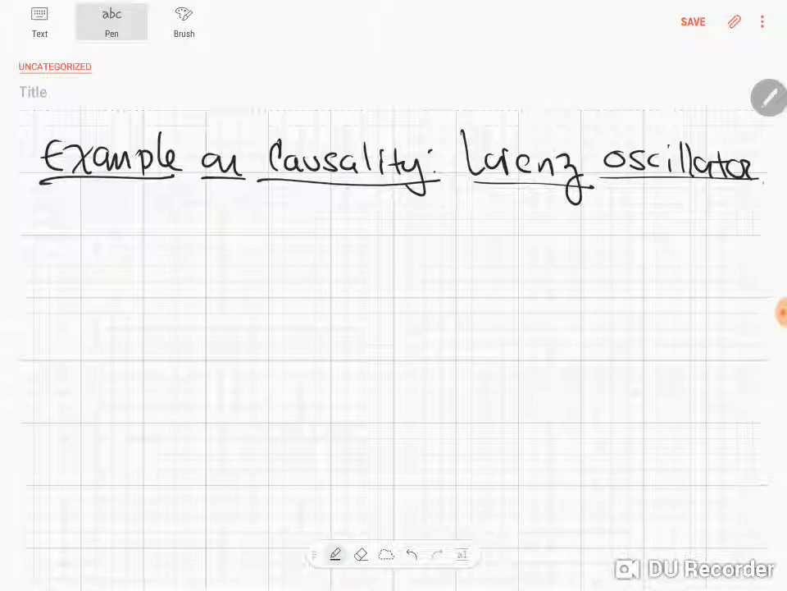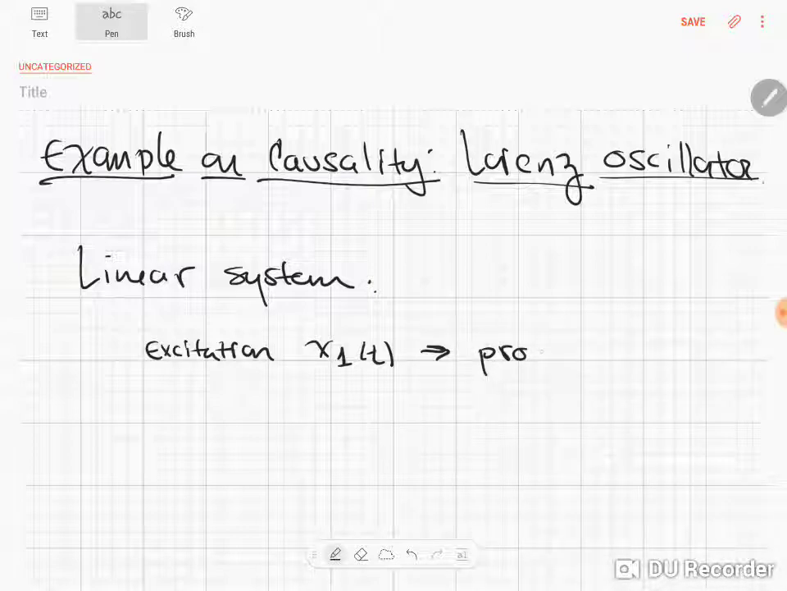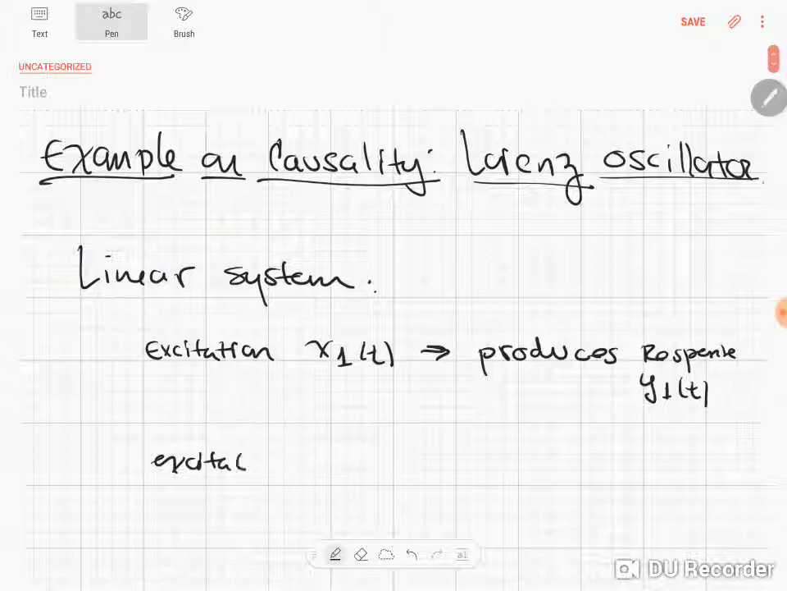and is the following. So let's say that we have a linear system. So what's really a linear system? Just a simple definition. A linear system is a system in which, let's say I have some excitation to my system x1 of t, and this excitation produces in turn a response, y1 of t. And then let's say I have another excitation x2 of t, which produces a response y2 of t.